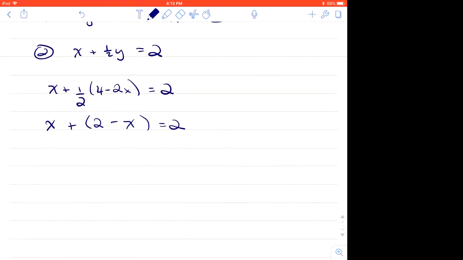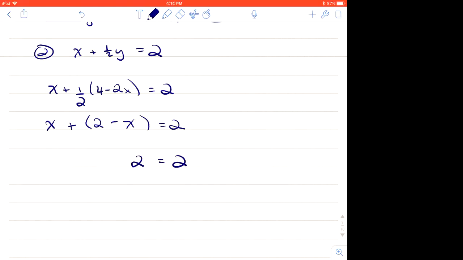Okay. Now these brackets aren't doing anything, right? But when we try to simplify this here, we get x minus x, so we really just end up with 2 equals 2. That's true, right? But what does that mean in terms of our system? It means that it doesn't matter what x is, 2 will always be 2.